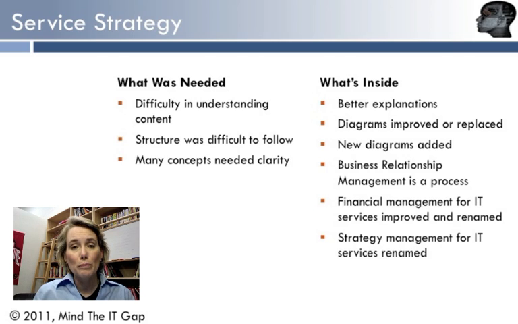So the additional pages in service strategy focused on much clearer explanations of the content and better diagrams. They got rid of some, improved some, and even added some new ones, which I think really helped with understanding the content. The new diagrams are much better. We also see business relationship management is now a process. It wasn't in the previous version, or at least it wasn't clearly a process, so now it is.